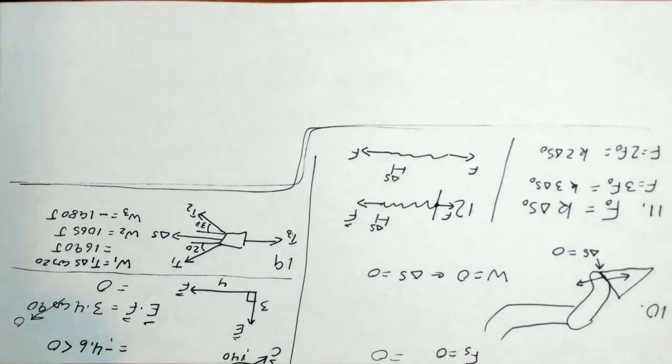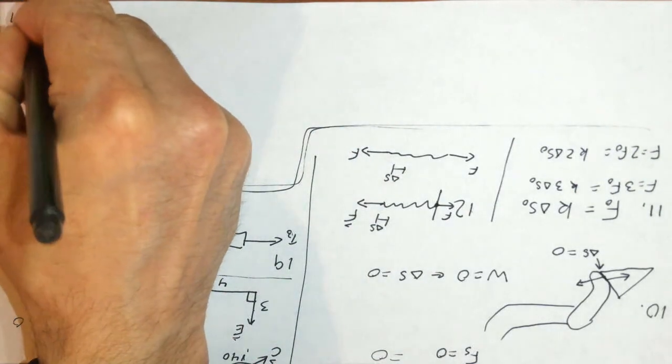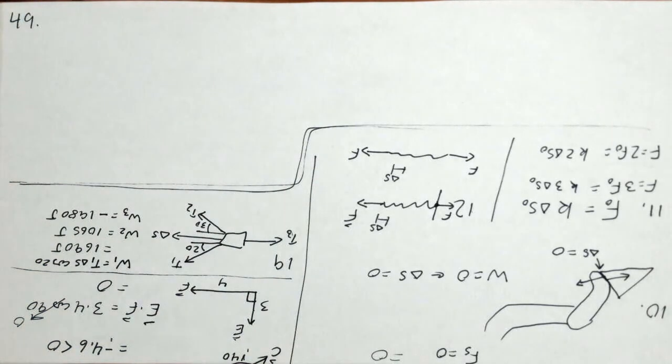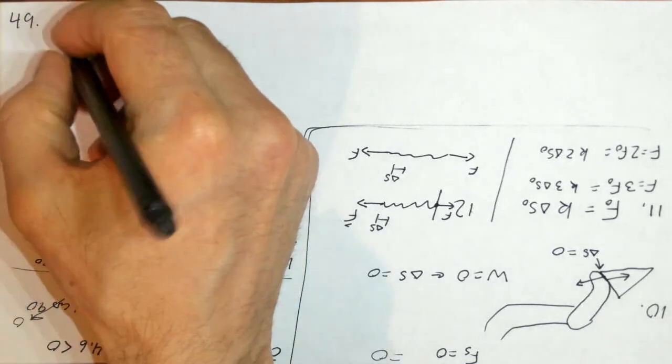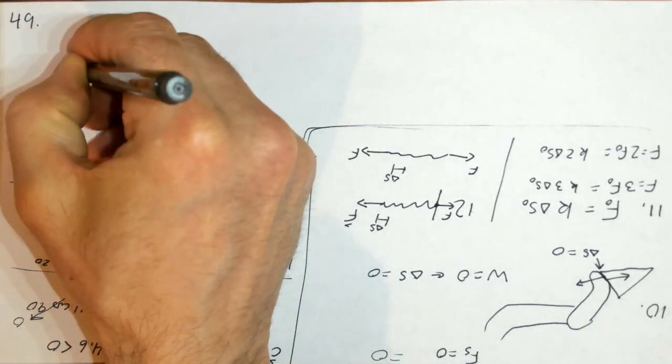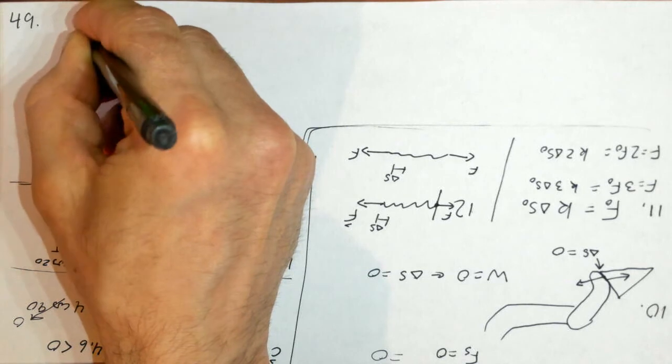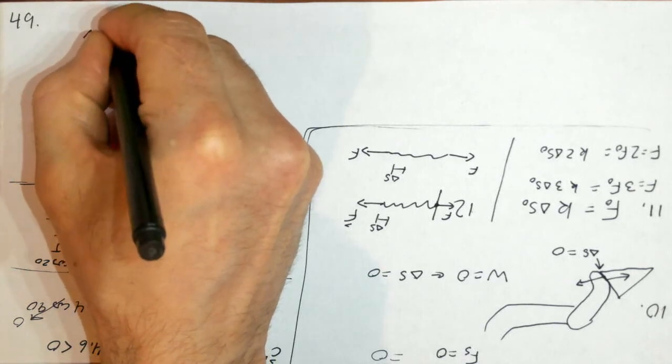So problem 49. Go try and work on that problem. Okay, so we have an ice skater who's moving due north and has a displacement due north.